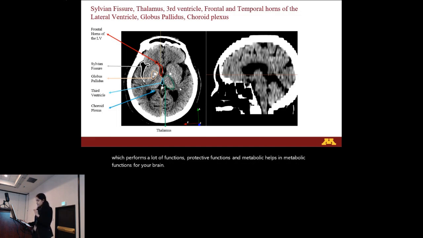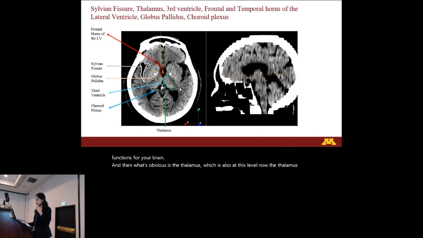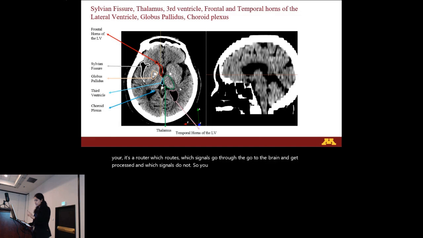And then what's obvious is the thalamus, which is also at this level. Now, the thalamus is a router which routes which signals go to the brain and get processed, and which signals do not. So you also notice the thalamus on this scan. And you can also see the temporal horns of the lateral ventricle, which are on the posterior side. So the lateral ventricles basically have, importantly, the frontal horns, the temporal horns, and the occipital horns.